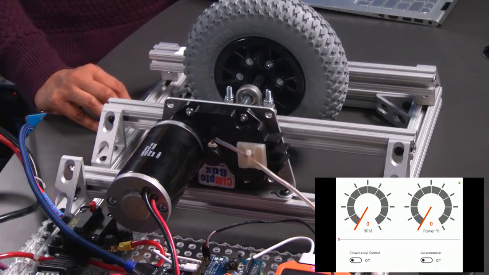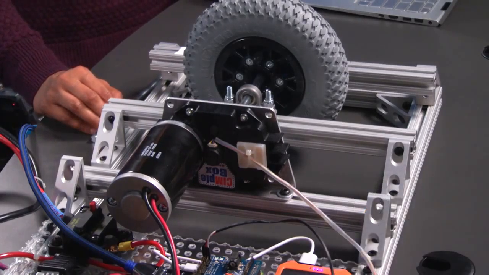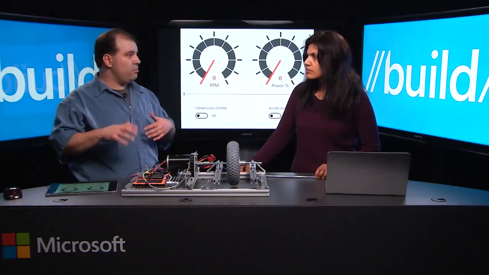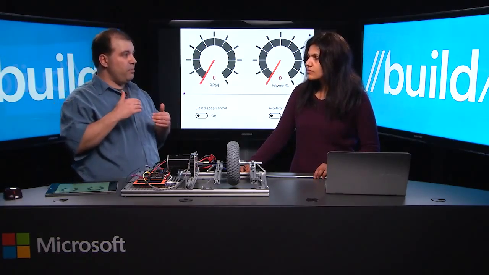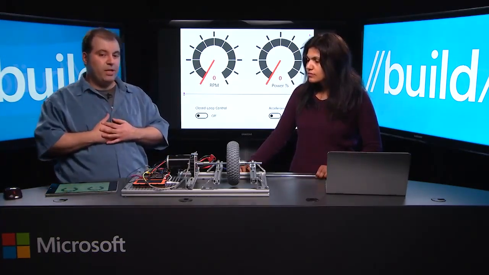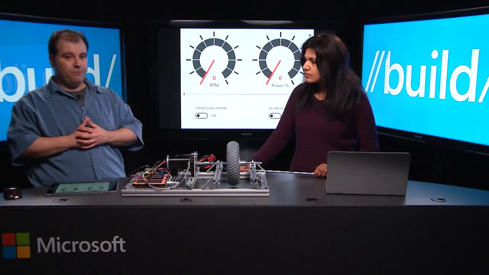So what you saw there was our application detected that the motor was slowing down and applied more power in order to maintain a set speed. Okay, so that's interrupts in IoT Core.